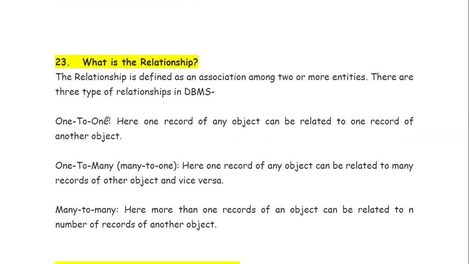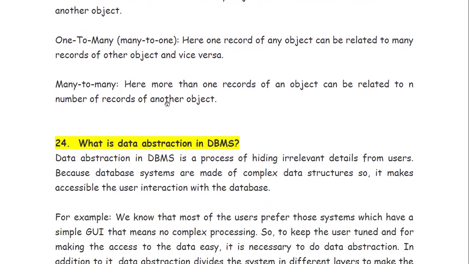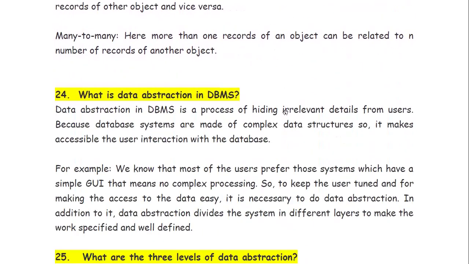Okay. What is relationship? Relationship is defined as an association among two or more entities. Three types of relationship exist. As I told you, one to one means one record of any object can be related to one record of another object. One to many, one record of any object can be related to many records of another object and vice versa. Then many to many, where more than one record of an object can be related to n number of records of another object. So these are the different types of relationship.